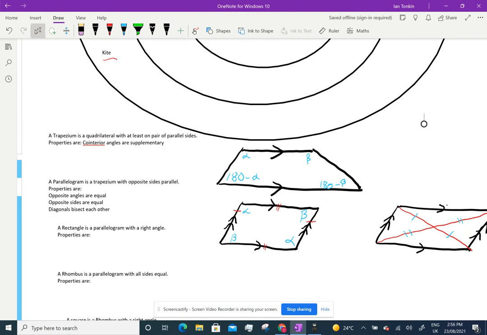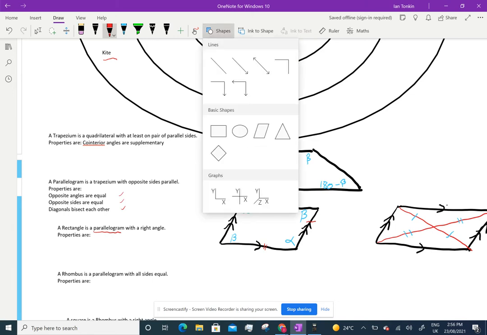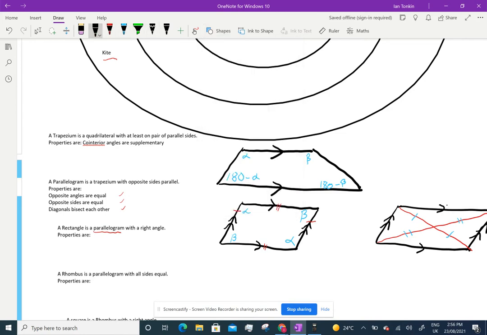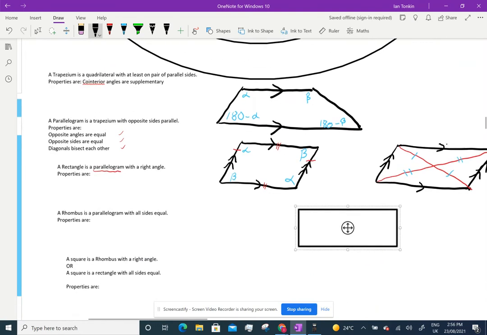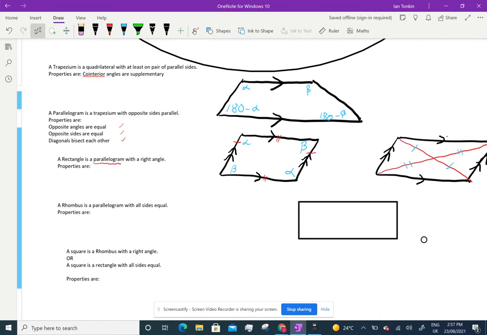A rectangle is a parallelogram with a right angle. So because we've used parallelogram in the definition, I don't need to write those three properties. It inherits them. So I'm going to go to this for my rectangle because it'll come out. There's my rectangle. Do I need more than one? I don't think so because I don't have to write all the other properties. But anyway, what extra properties does it have?